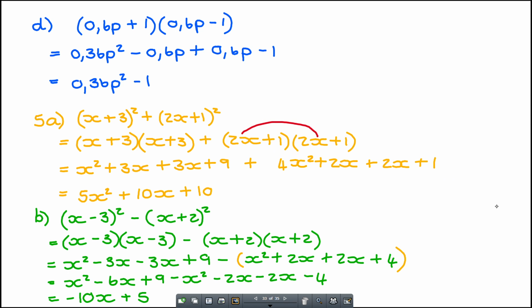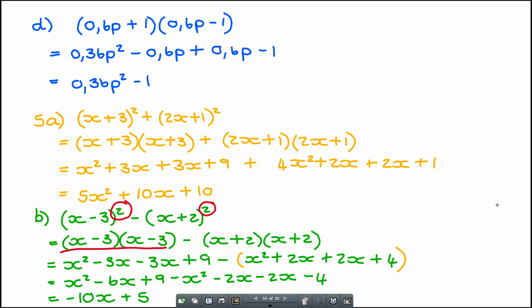Now I look for like terms. So x squared plus 4x squared gave me the 5x squared. Then 3x plus 3x gives me 6x. Plus 2x gave me 10x. And then 9 plus 1 gave me 10. Right, then same thing here. Because there was a square, I had to write it out twice.